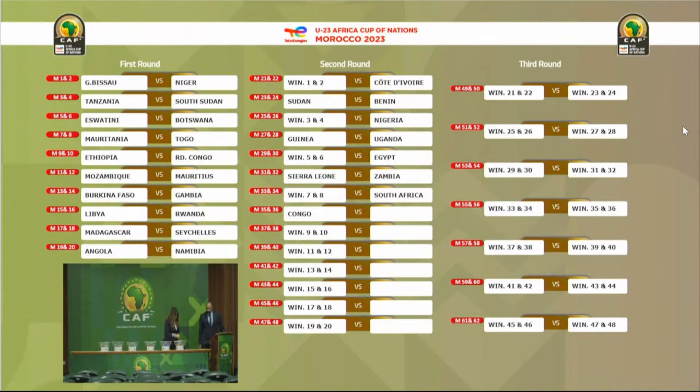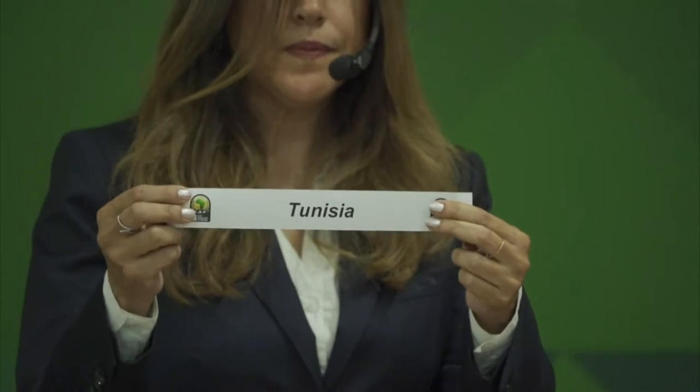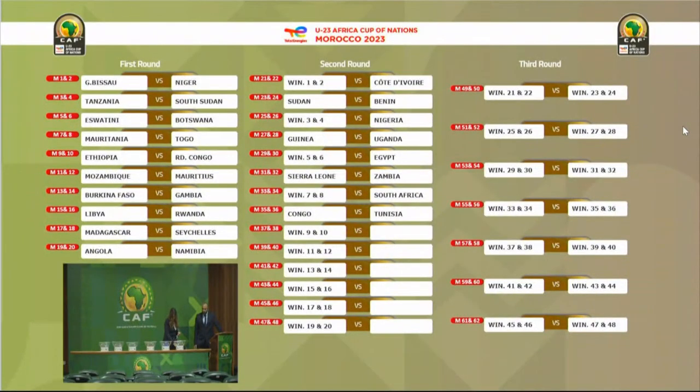Congo. Against Tunisia. Congo versus Tunisia. Now we have one team remaining from level one. This team will play against the winner of match 9 and 10, which is Ethiopia AFD Congo.